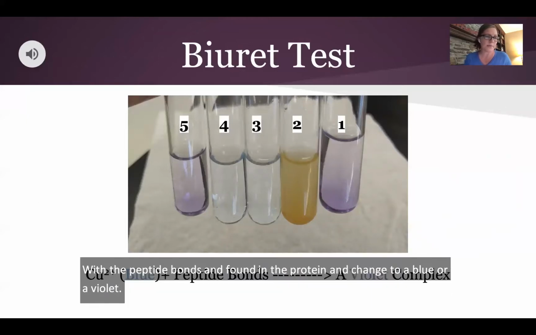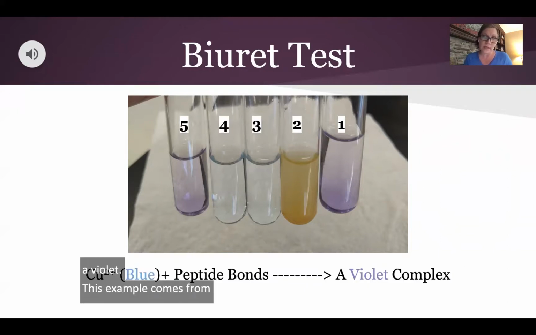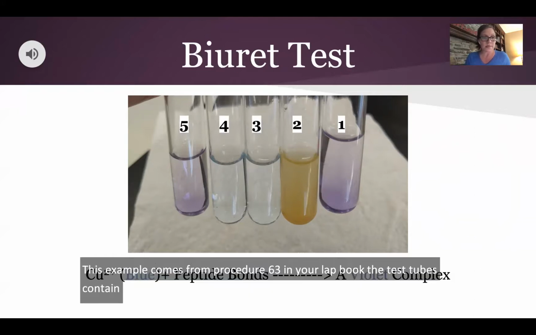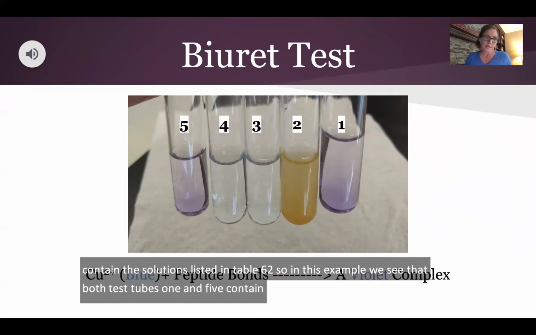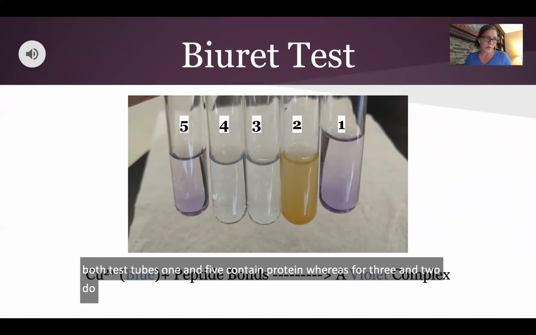This example comes from procedure 6.3 in your lab book. The test tubes contain the solutions listed in table 6.2. So in this example, we see that both test tubes 1 and 5 contain protein, whereas 4, 3, and 2 do not. Tube 2's yellow color comes from a honey solution and is not related to the test itself.